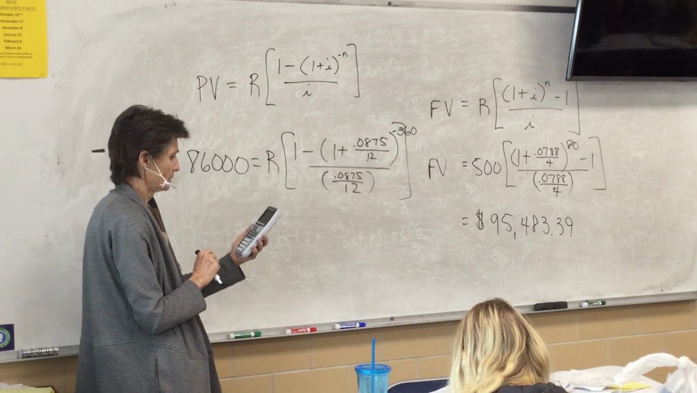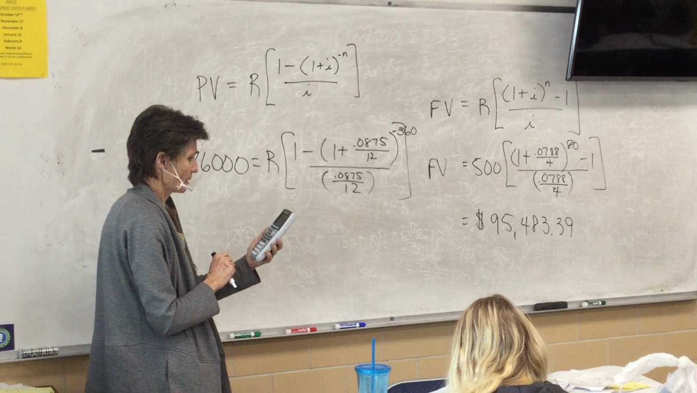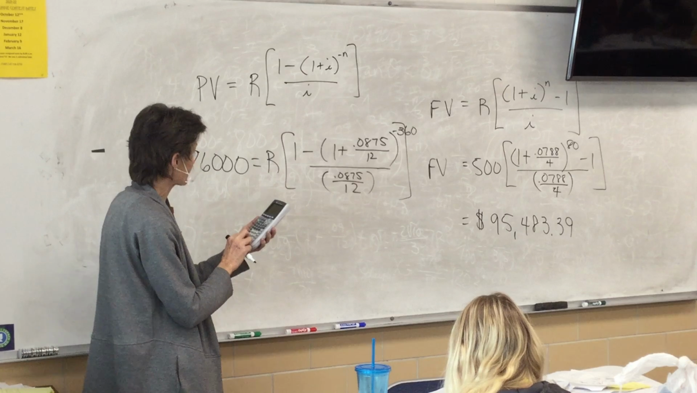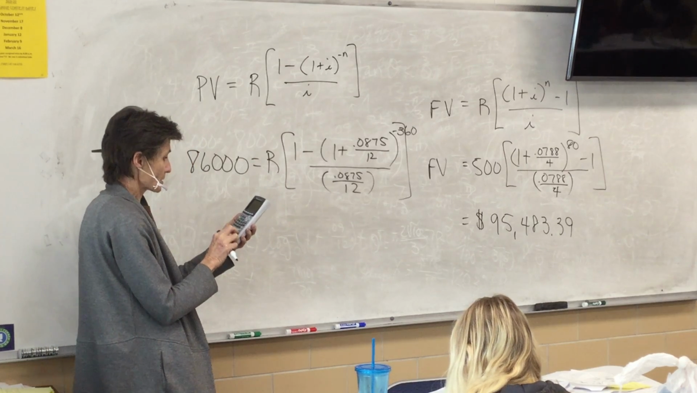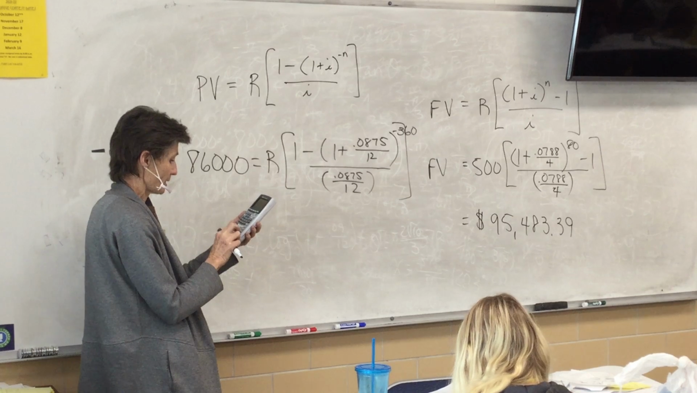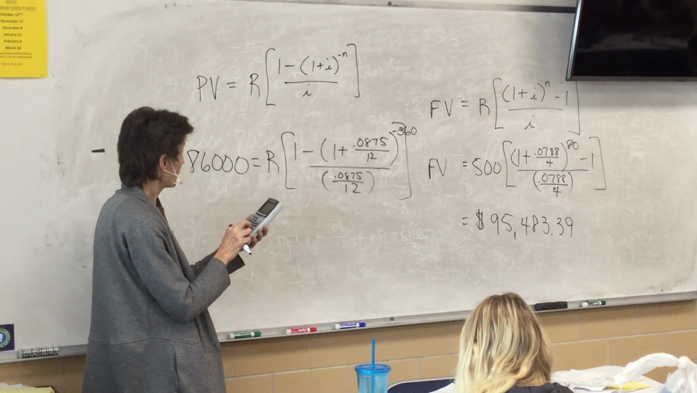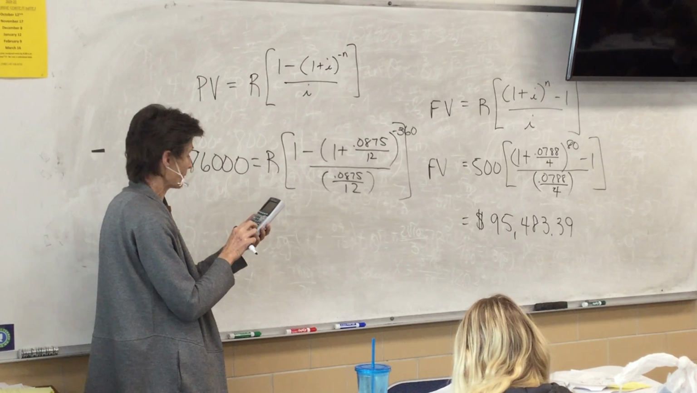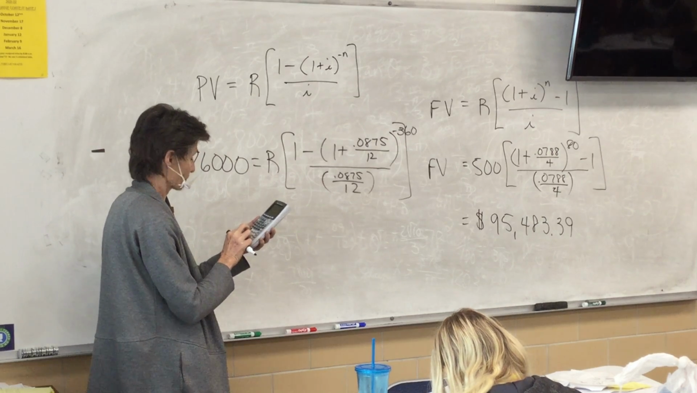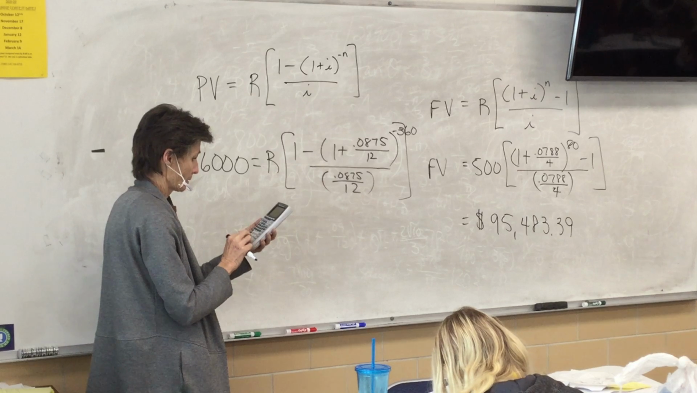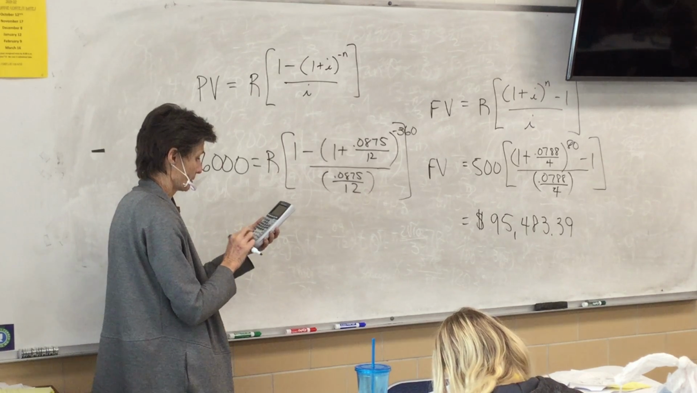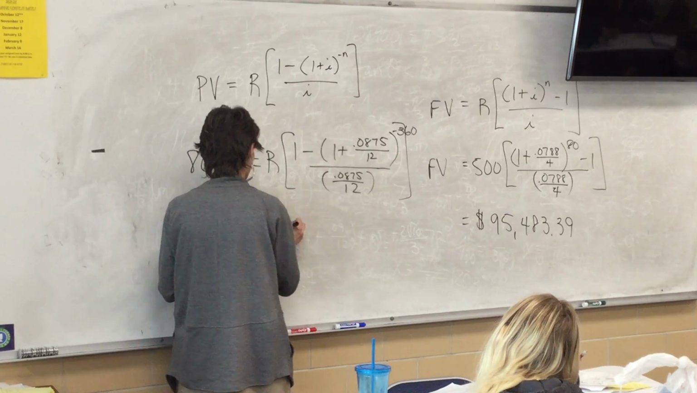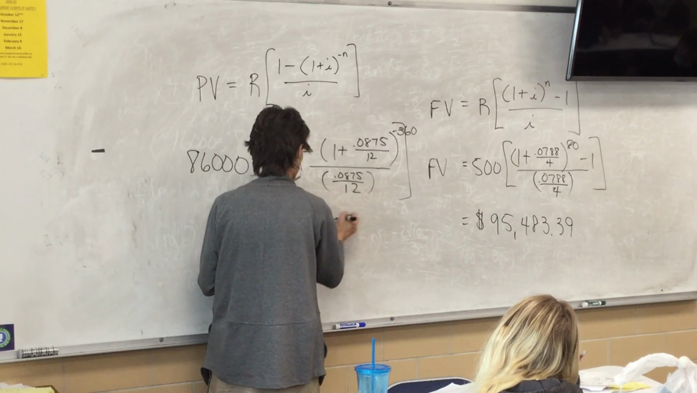Oh, I made a mistake. I've got to start over again. I typed in negative 30 instead of negative 360. So, tell me what you get. Yeah, 7,656.